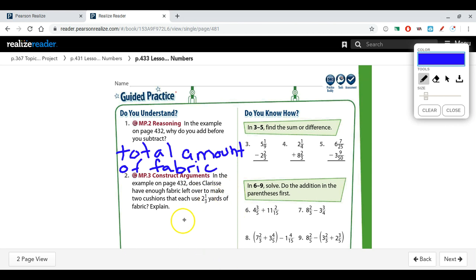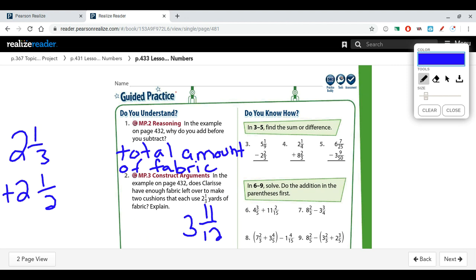Okay. In the example on page 432, does Clarice have enough fabric left over to make 2 cushions that each use 2 1/3 yards of fabric? So if you remember, she had left over 3 and 11 twelfths, and so I just need to see if I add 2 cushions that are both 2 1/3, is it going to work? So I have 4 2/3, which is going to be greater than 3 and 11 twelfths, so she does not have enough.